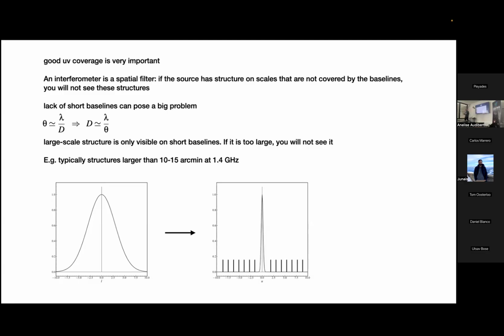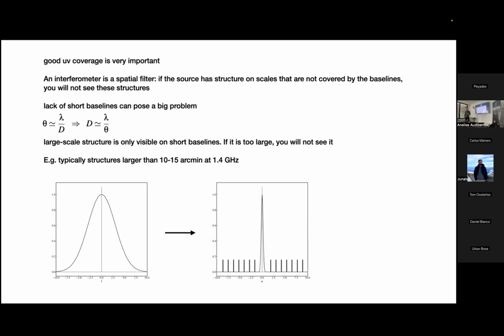And the typical Fourier property: something large in one domain is narrow in the other domain, and vice versa. So you have a large structure on the sky. Your Fourier transform is something very narrow, and these vertical lines are where the baselines are. And we don't have baselines where there is the Fourier transform of our very large structure. So we do not measure it, so it's not in our map.